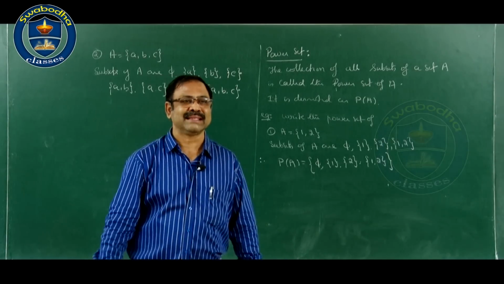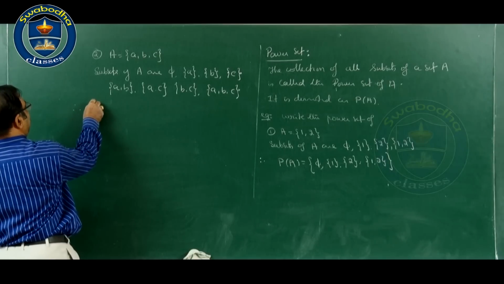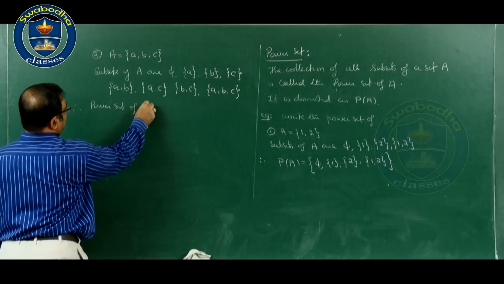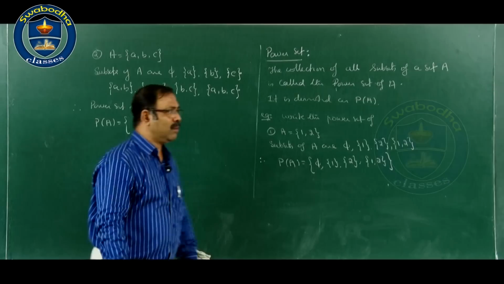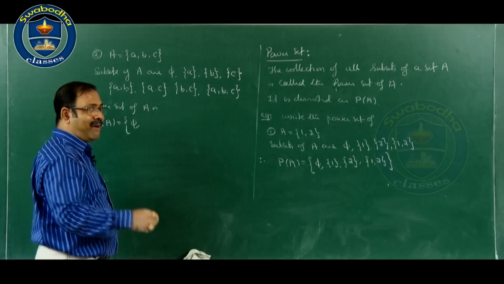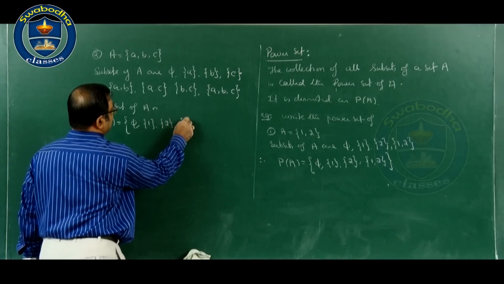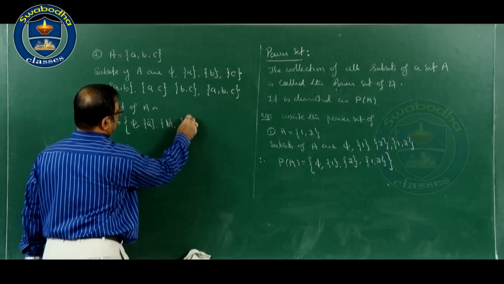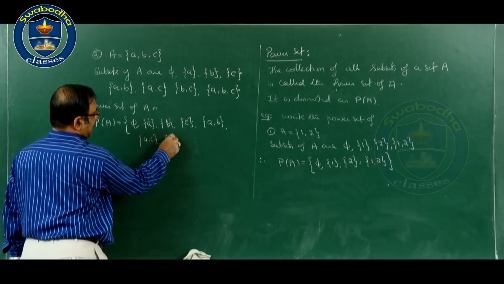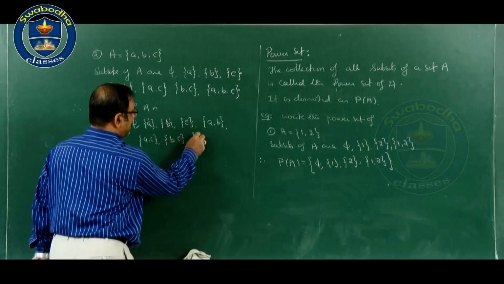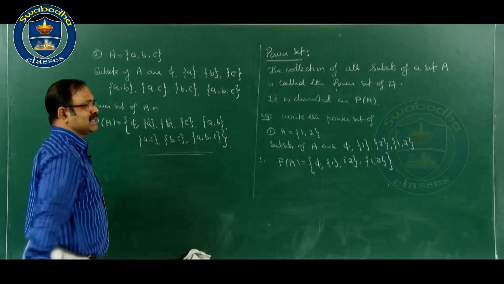Because a given set is always a subset of itself. It's the biggest subset possible. Therefore, the power set of A, P of A, is equal to... what is this power set? Write all the subsets. What are they? {1}, {2}, {A}, {B}, {C}, {A, B}, {A, C}, {B, C}, {A, B, C}. So these are the elements of this power set.